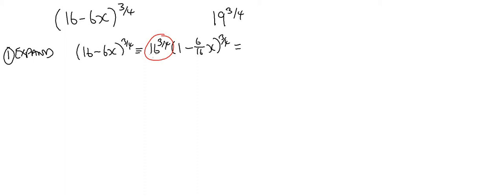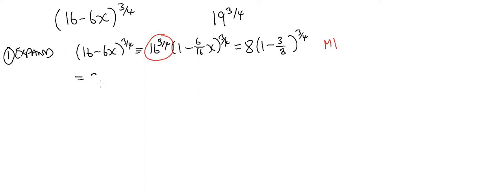Okay, so let's take the 4th root of 16. That's 2. 2 cubed, that's 8. So that means this is 8 times 1 minus, and we can simplify this: that's 3/8 x to the power of 3/4. Excellent. Right, so that gets us our first mark. Okay, and we've got this written, so now it's easier to do our expansion.